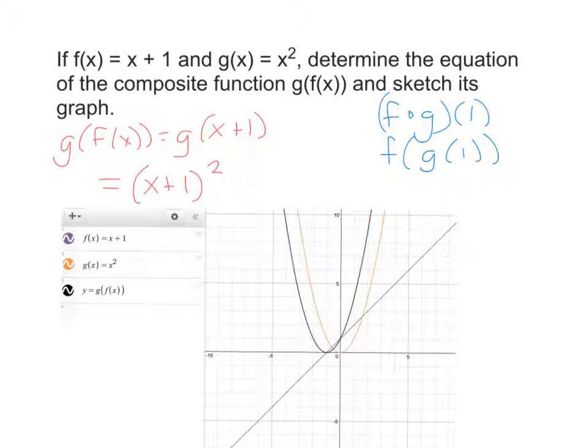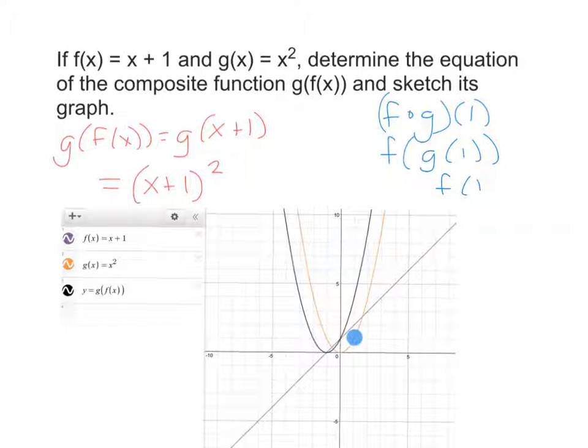So g of 1, if you look at the graph, the g function is the yellow one, and where it's equal to 1, well, we're looking at that spot, which is kind of large, but the function, what's the function value at 1? The function value means the y value. So when x is 1, what's y equal to? Also 1.